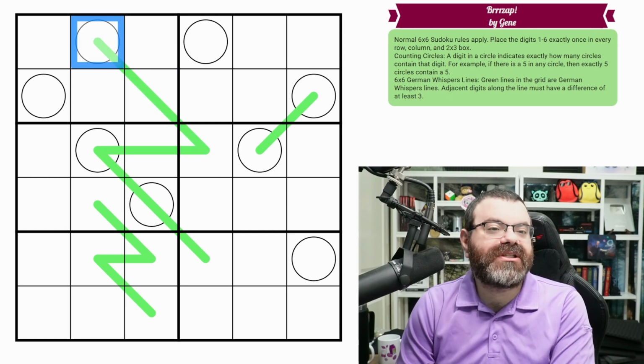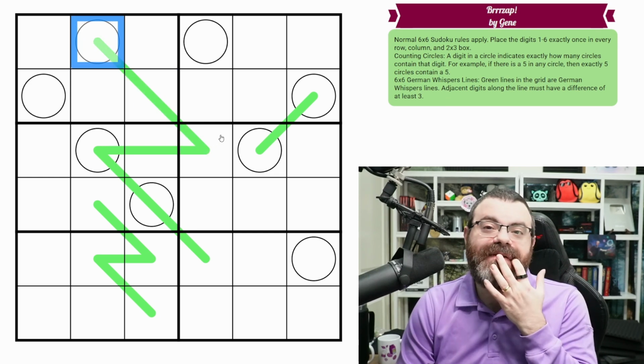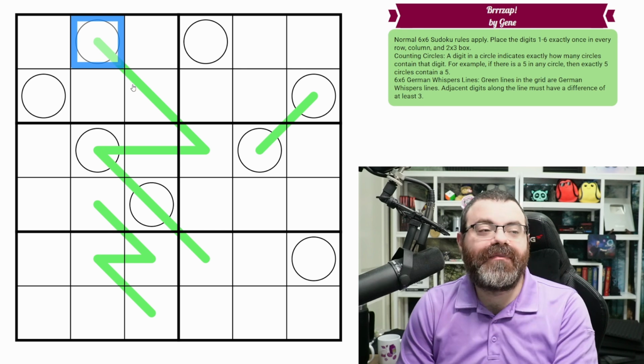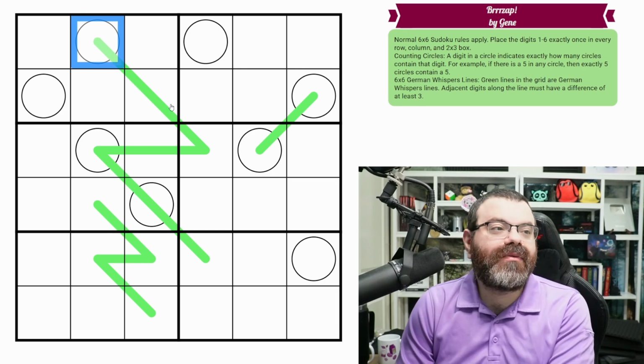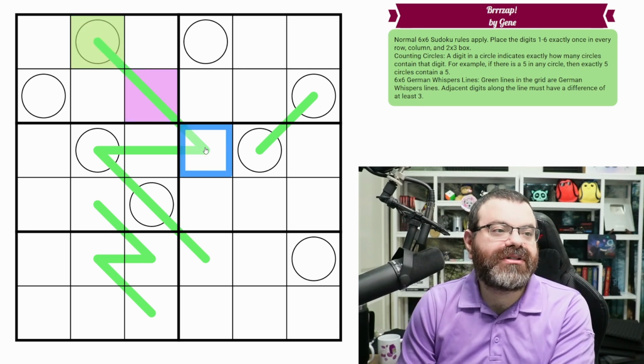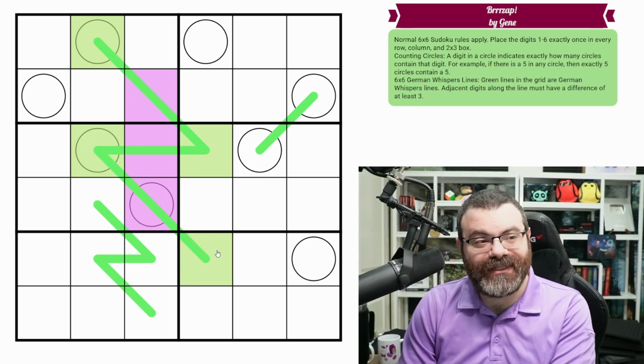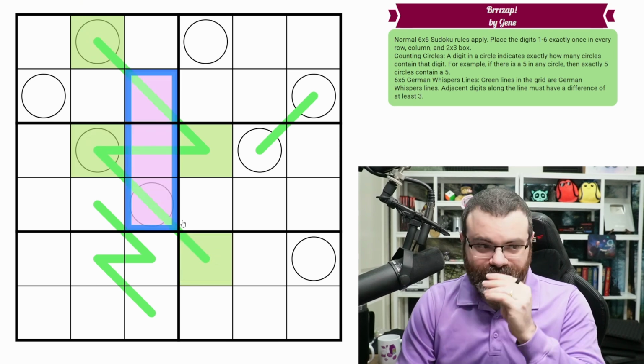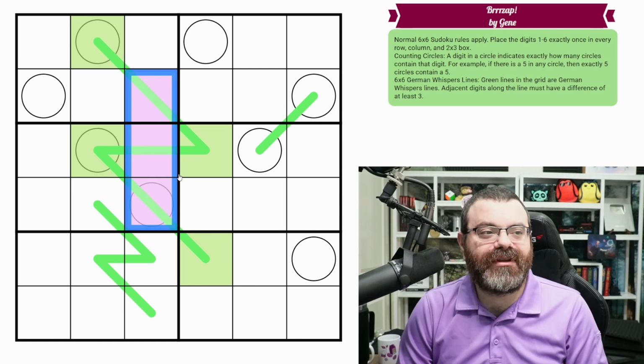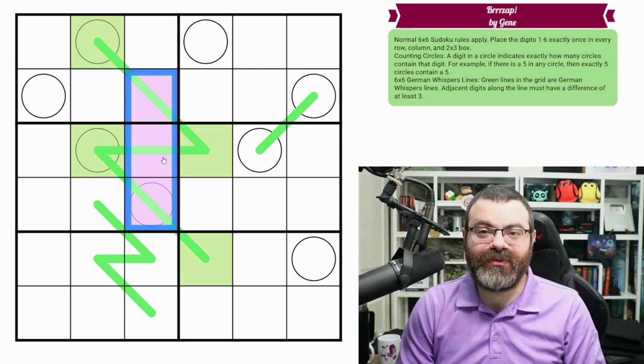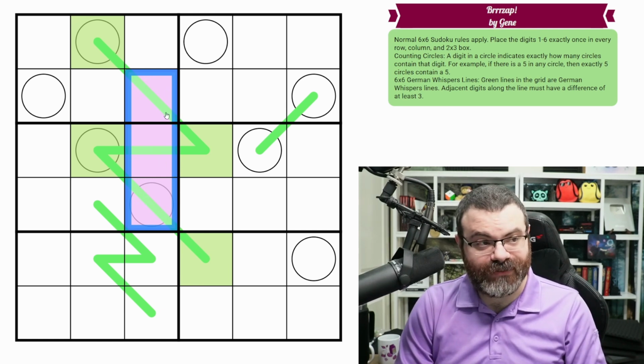So I don't know whether we start low or high, but we must start. It's going to be a digit from 1 to 6 in here, so it must be a low or a high. So we're going to call that green, and then we're going to alternate green, purple, green, purple. And all we know about purple is that it's whatever green isn't. But we also know that there's 3 greens and 3 purples in every row, column, and box, because 1, 2, 3 is 3 digits, 4, 5, 6 is 3 digits.